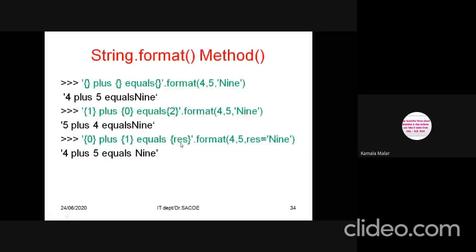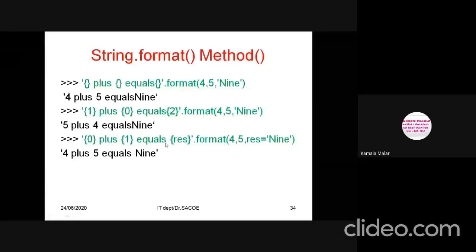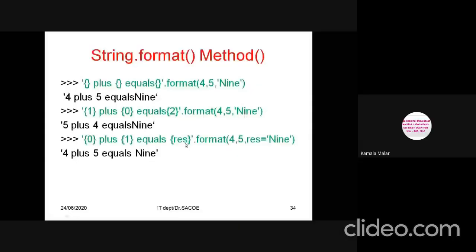Here 4 will be placed, plus. In the green I have given the input and the output is displayed in the black color. So 4 plus 5 equals the result will be 9. So 9 will be replaced in this position. That will be the output. So for formatting purposes, for displaying purposes, we use this function. Okay, let's move on to the next topic.